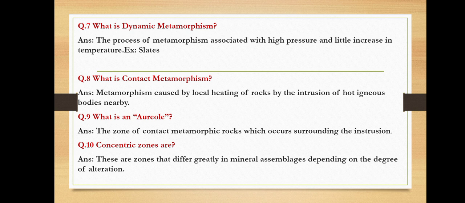Question number 10. What are concentric zones? These are zones that differ greatly in mineral assemblages depending on the degree of alteration. So as I've told in the above question, it is a zone where mineral assemblages will greatly change depending on the degree of alteration. So obviously the rocks coming in contact directly with the igneous body will have higher changes in mineral assemblages than those which are far away from the igneous body.